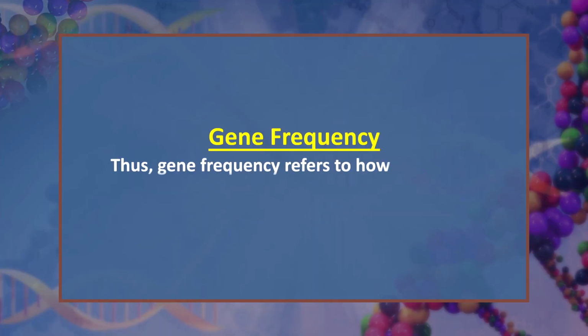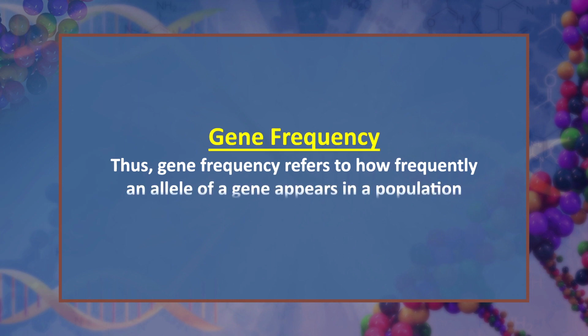Every gene exists in alternate pairs, and an allele is one alternate form of the gene. We can also say that alleles are the alternative forms of the gene. So gene frequency, which more or less refers to the allele frequency, is the measurement where the number of repeats of the same allele is measured over a certain period of time. Thus, gene frequency refers to how frequently an allele of a gene appears in a population.